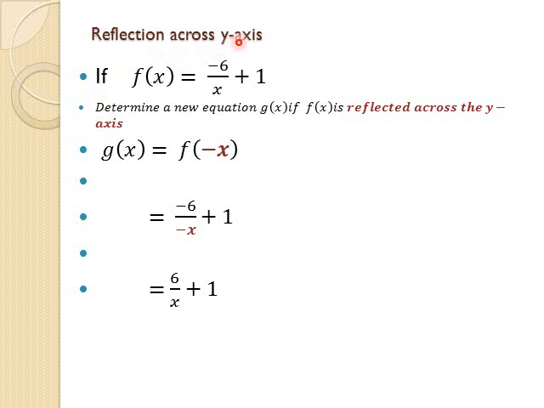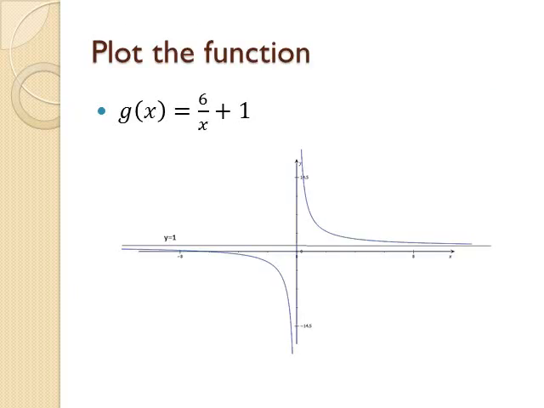Now, reflection across the y-axis. They give us f of x equals negative 6 over x plus 1. Determine a new equation, g of x, if f of x is reflected across the y-axis. Reflection across the y-axis means my x value must become negative, so g of x equals f of negative x. In the place of x I have negative x. Negative 6 divided by negative x becomes positive 6 over x, plus 1. So that's for reflection. Every exam would have one question testing reflection, either across the x or y-axis.